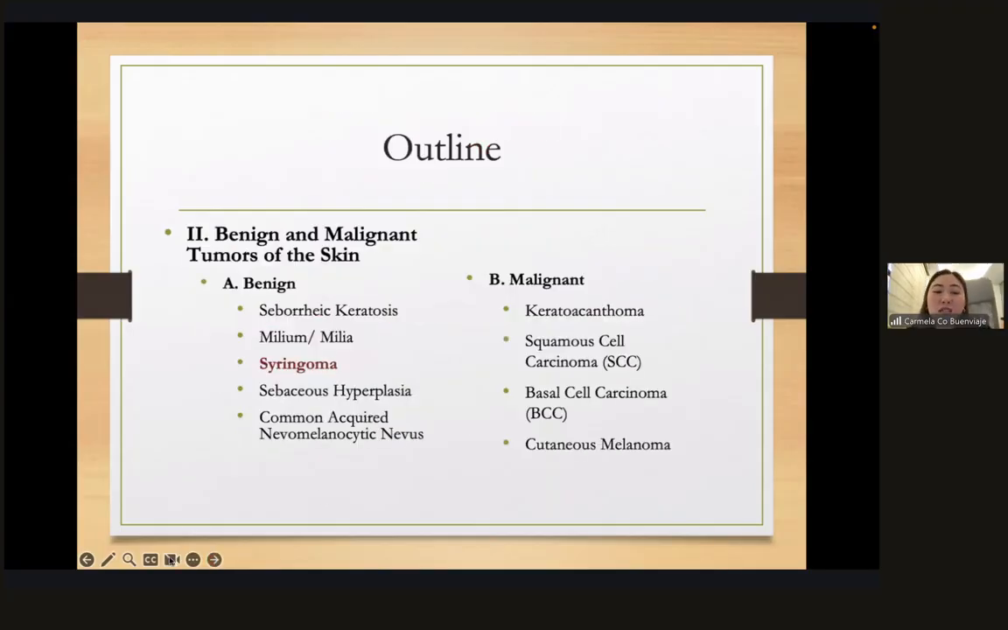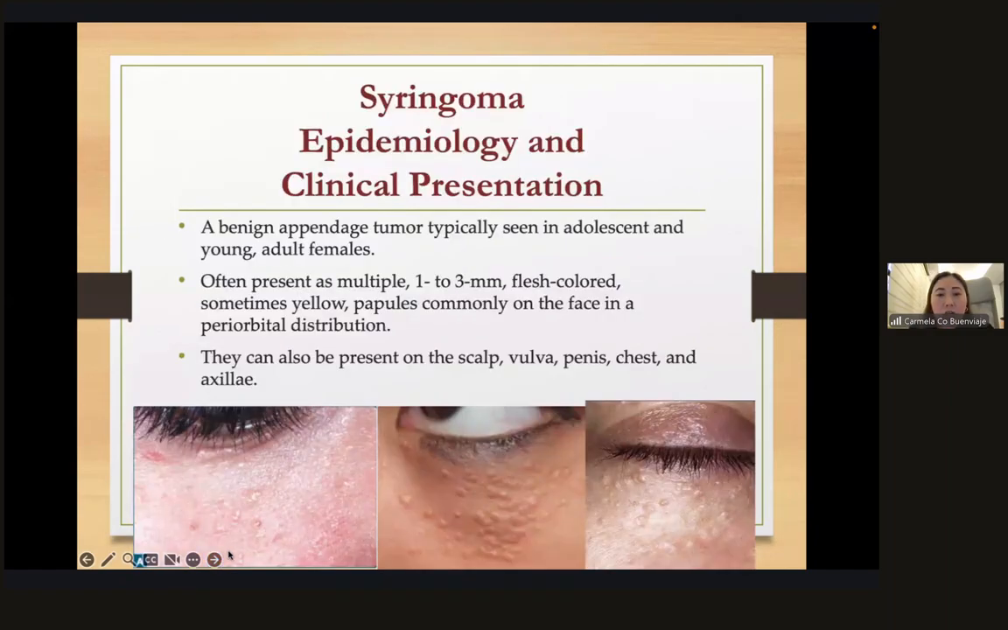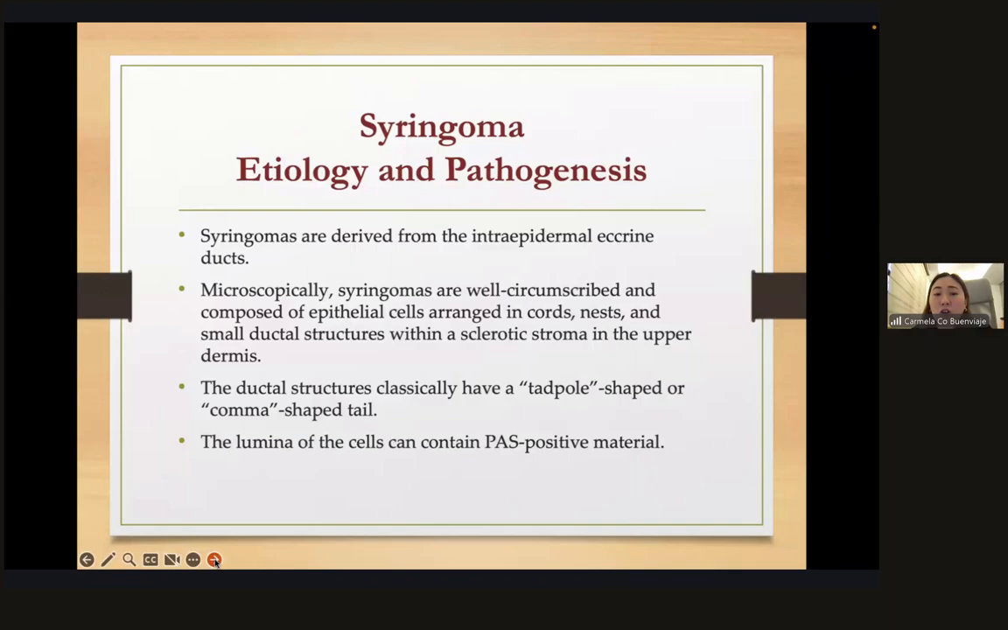Okay, next condition would be syringoma. These are benign appendage tumors typically seen in adolescent and young adult females. As in the picture, they often present as multiple 1 to 3 millimeter, flesh-colored, sometimes yellowish papules, commonly on the face in a periorbital distribution. But if there are already a lot, sometimes it can spread to the whole face. They can also present on the scalp, vulva, penis, chest, and axillae. Syringomas are derived from the intraepidermal eccrine ducts.